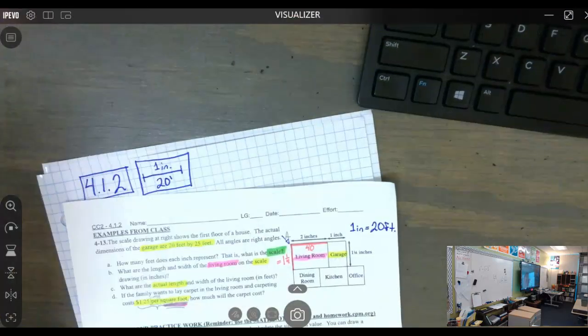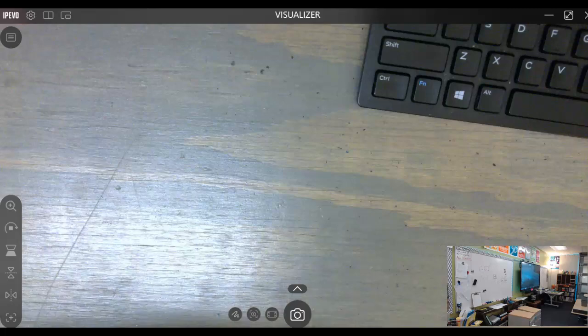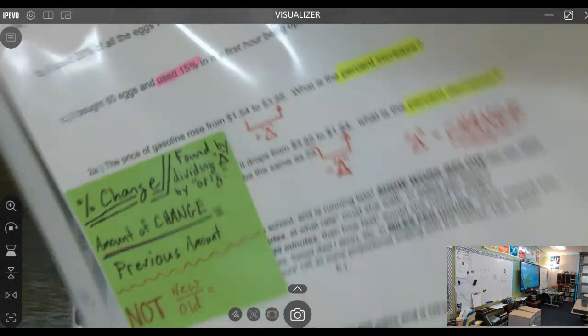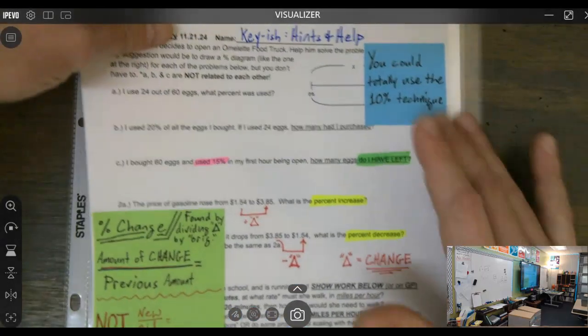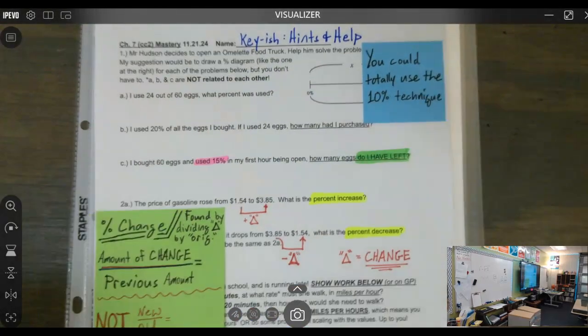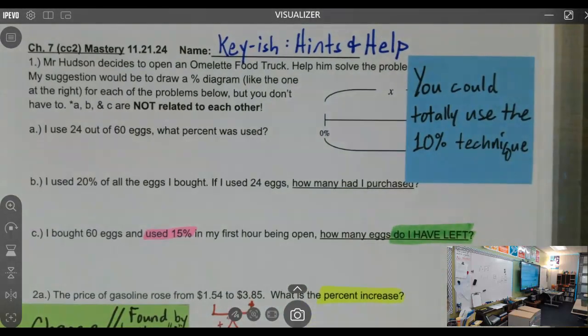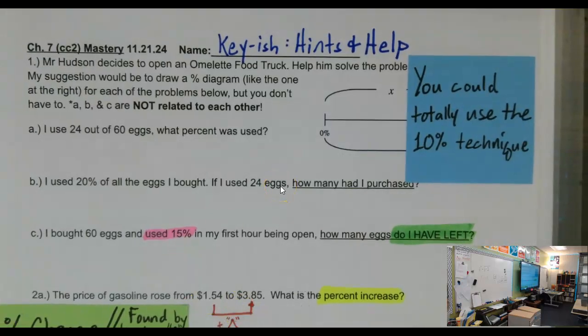All right, let's talk about your mastery. So this is my key-ish, which actually I'm probably going to need to take out of these page protectors because they are shiny. All right, so on number 1, really the only help I have is you could totally use the 10% technique. You could also use a percent diagram or some other strategies.